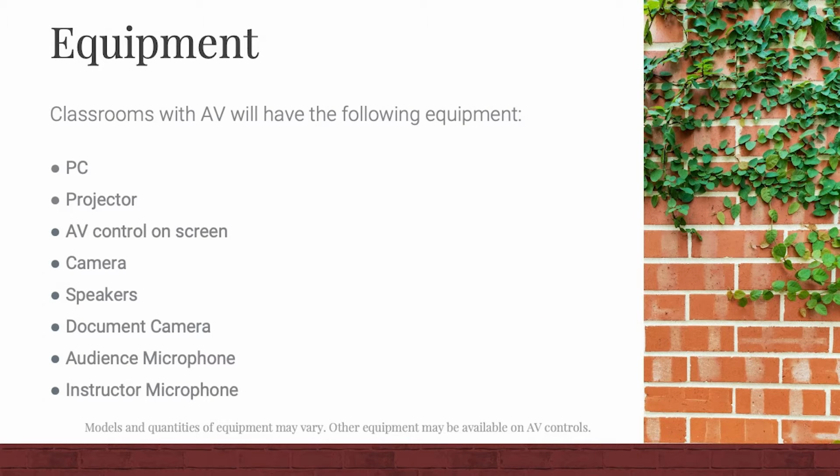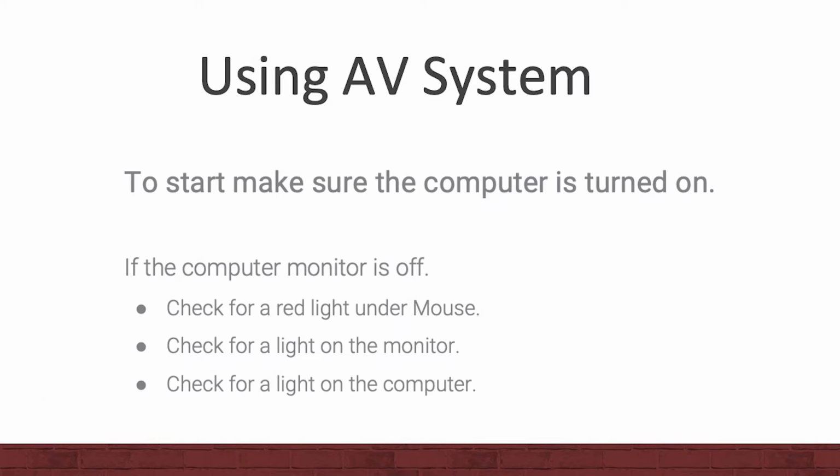Classrooms with AV will have the following equipment: a PC, projector, AV control on screen, camera, speakers, document camera, audience microphone, and instructor microphone. Models and quantities of equipment may vary, and other equipment may be available on AV controls. Using the AV system. To start, let's make sure the computer is turned on.